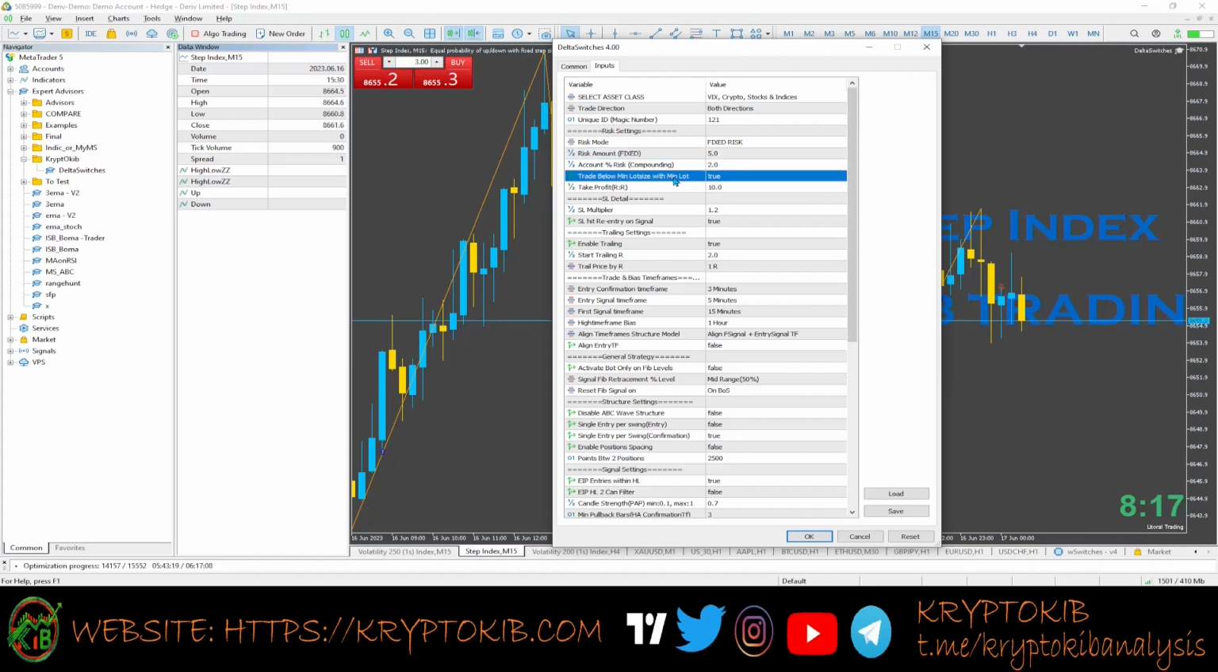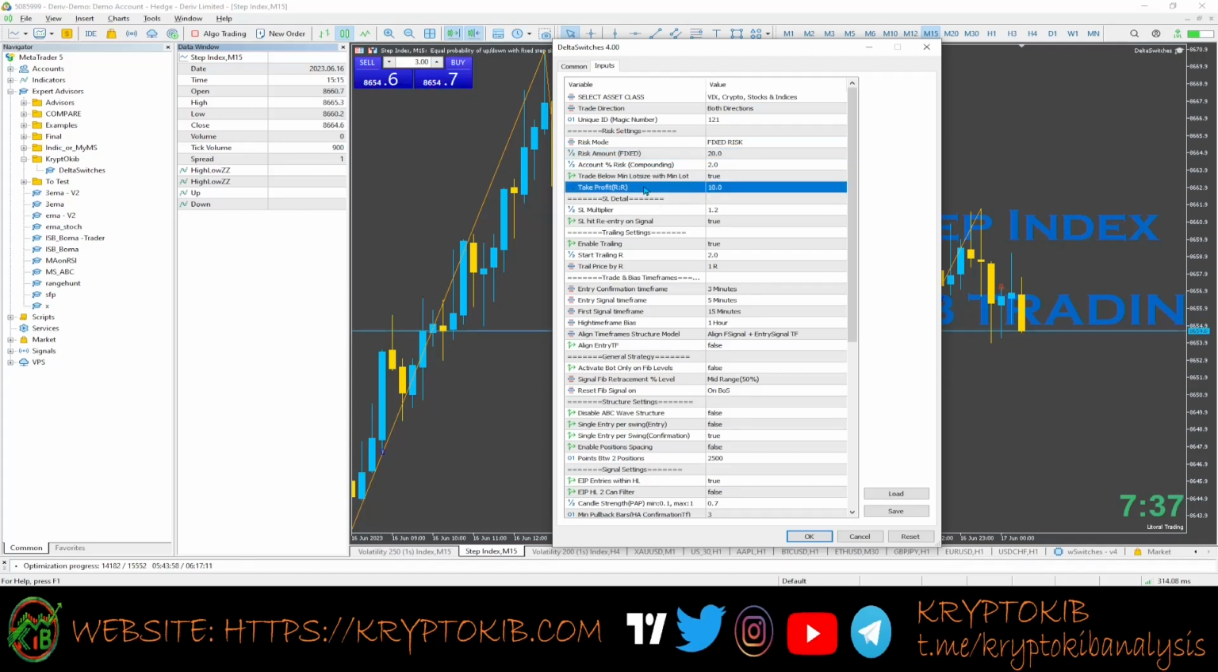So what this does is, in the case your calculated lot size is below the minimum allowed lot size, it should use that minimum allowed lot size as the lot size for that position. If this is false, then it will not take that trade when your lot size from calculation is below the minimum lot size. But if you leave it on true, it will use the minimum allowed lot size instead. But when your risk is above the minimum lot size, then it will use that lot size.